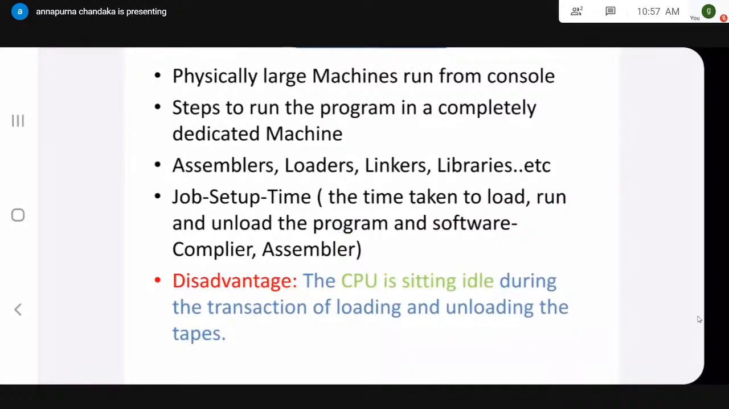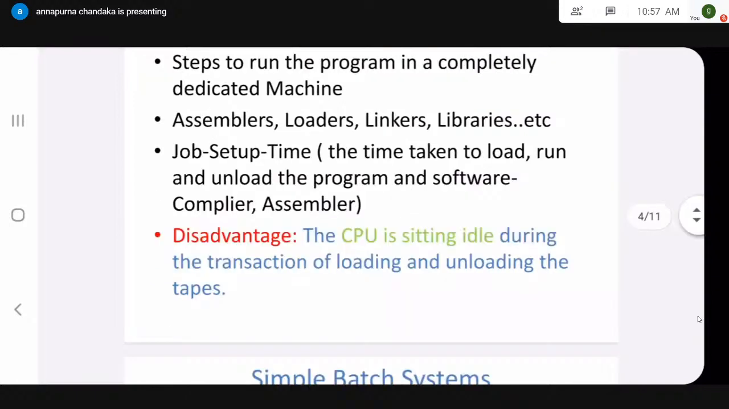First, physically load the compiler tape onto the machine. Second step, run the compiler. That implies whatever software is there, that is, the compiler software, is going to be copied into main memory. Step number 3, unload the compiler, remove the tape from the tape drive. So: load the compiler, run the compiler, unload the compiler.